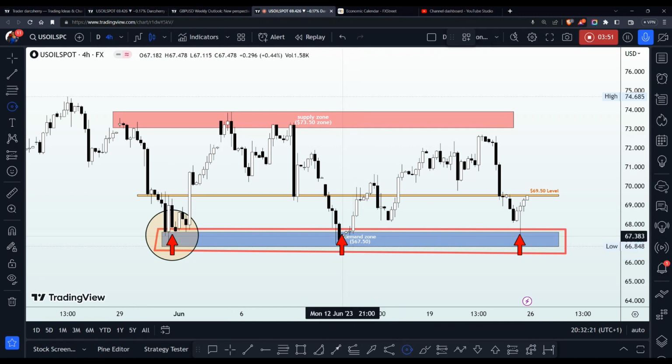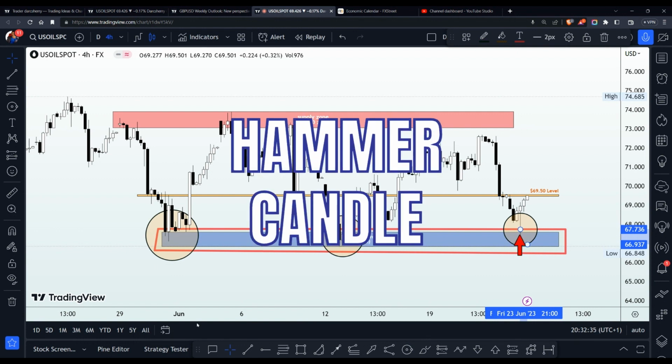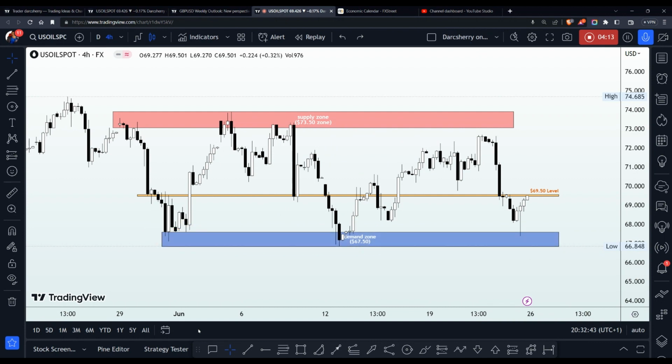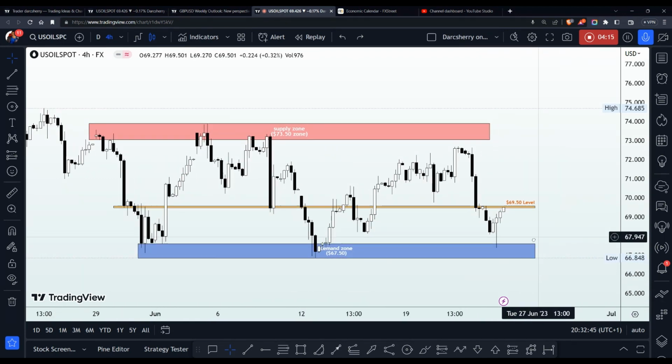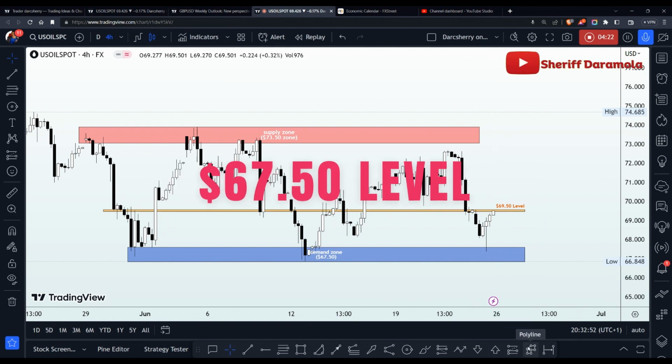And look at what happened here during the second week of this month. The same thing happened. And during the course of last week's trading session, we saw a very sharp rejection of that area, giving us a hammer candle, which, from a technical standpoint, reveals the presence of buyers around this area. So, with this latest development in this market, it's quite reasonable that we continue to look out for buying opportunities as long as price action remains above that $67.50 level.